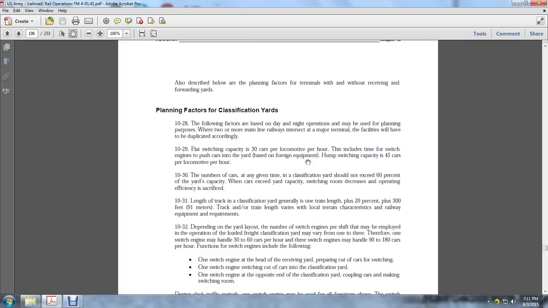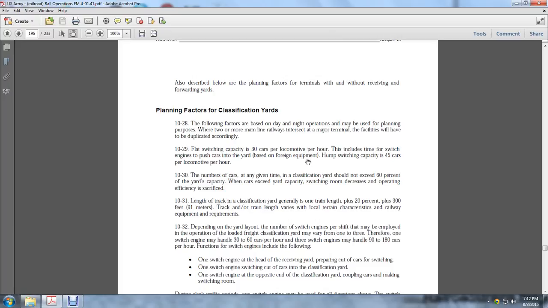The length of the classification track is generally one train length plus 20% plus 300 feet (91 meters). Track and other track lengths depend on local terrain characteristics and railway equipment requirements. 1032. Depending on the yard layout, the number of switches, engines, and pair switchers that may be employed, the operational load of a freight classification yard may vary from 1 to 3.